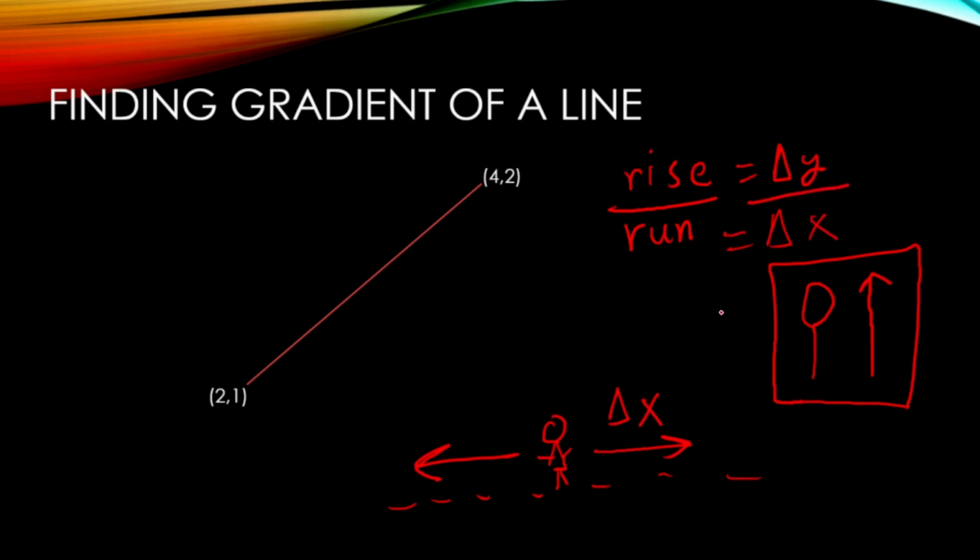So to calculate the gradient of this line, now let's see, the change in y is 2 minus 1, which means 1, and the change in x is 4 minus 2, which is 2. So this is the gradient of the line, and the gradient is known as m. Now let's move on.